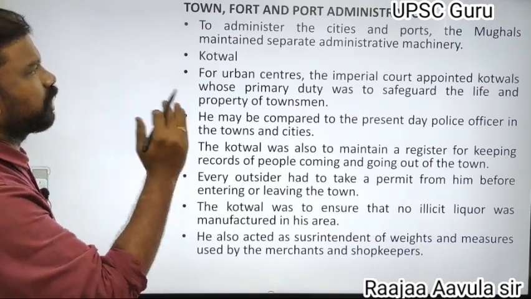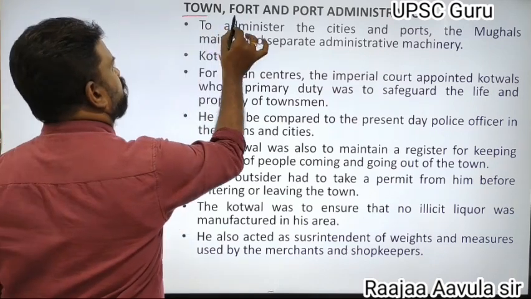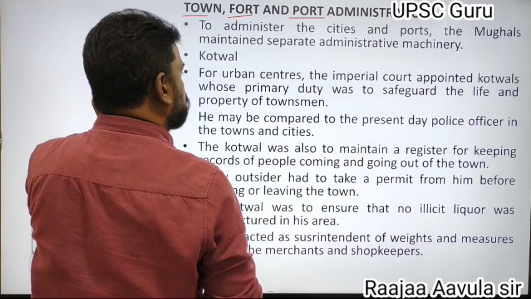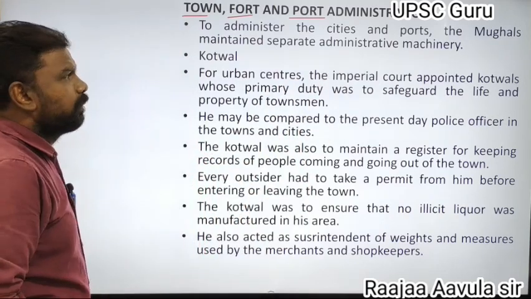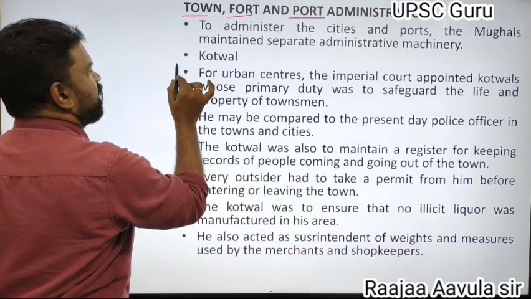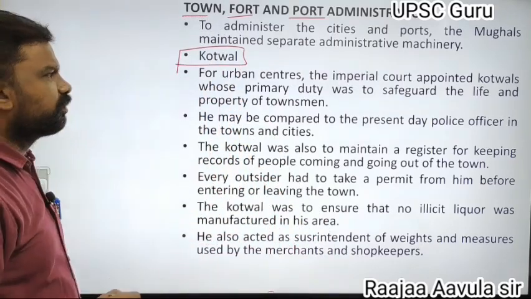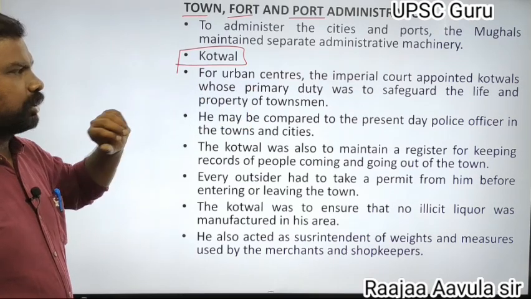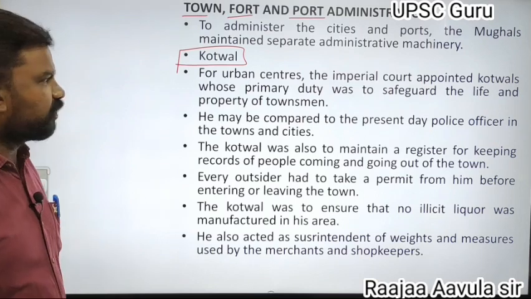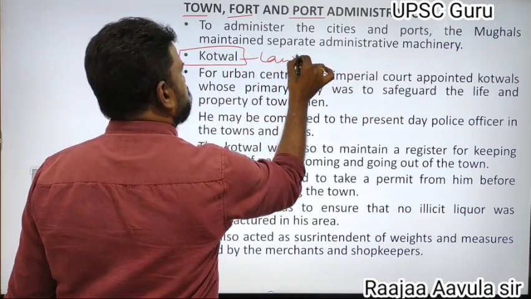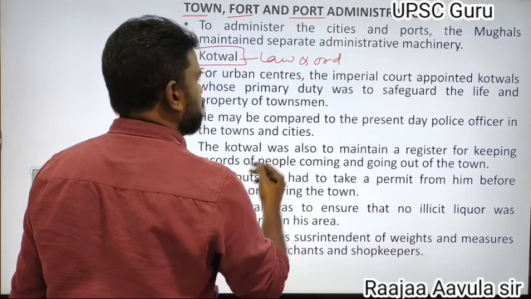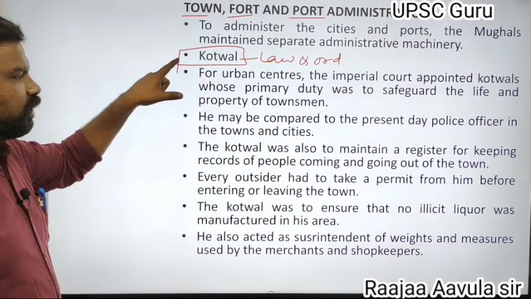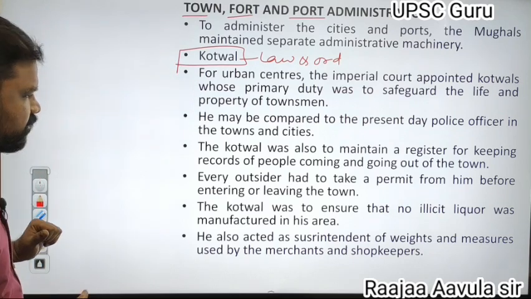Town, fort and port administration. To administer the cities and ports, the Mughals maintained separate administrative machinery. Kotwal was the head of the city. For urban centers, the imperial court appointed a Kotwal, whose primary duty was the safeguard of life. Law and order would be under the control of the Kotwal. He may be compared to the present police commissioner of the cities and towns.